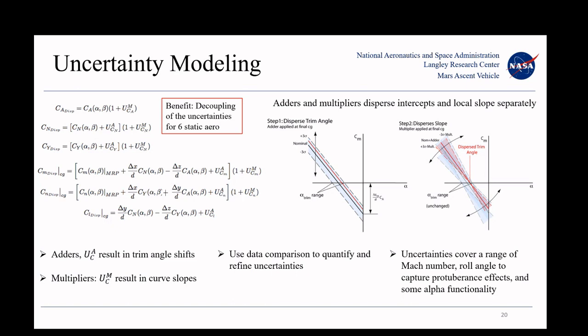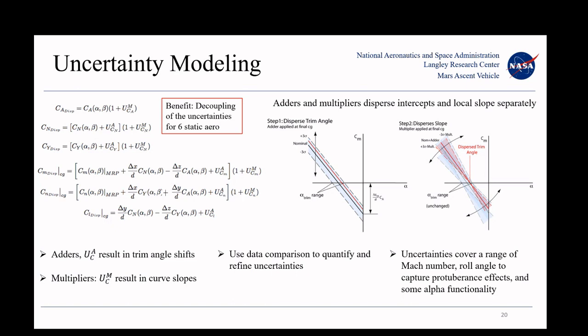So like I said, adders result in trimming the angle, trim angle shifts. It really just translates my nominal plots or my nominal conditions, and the multipliers, we generate these multipliers to change the slope of the curve. And we use the data that we have to quantify these adders and multipliers. So we can always refine these adders and multipliers, especially closer to trim conditions.